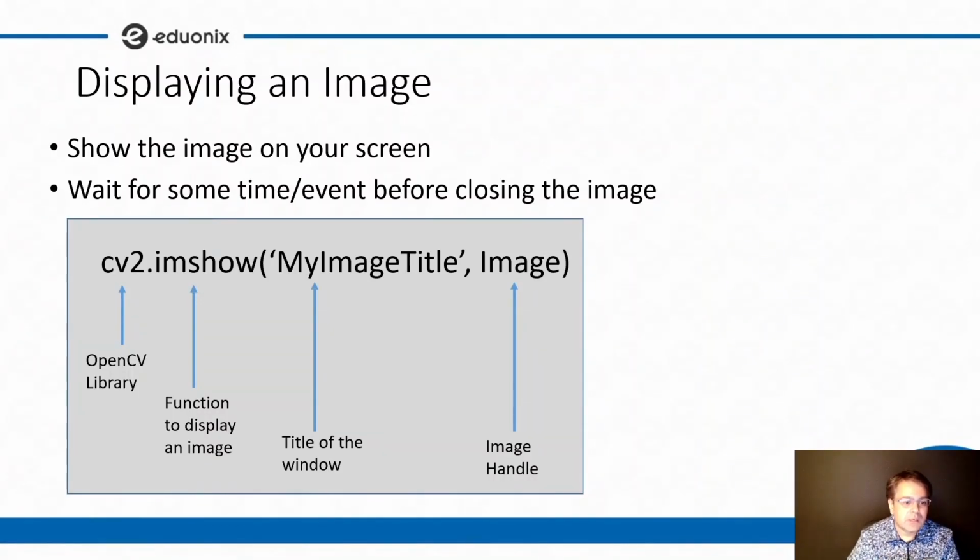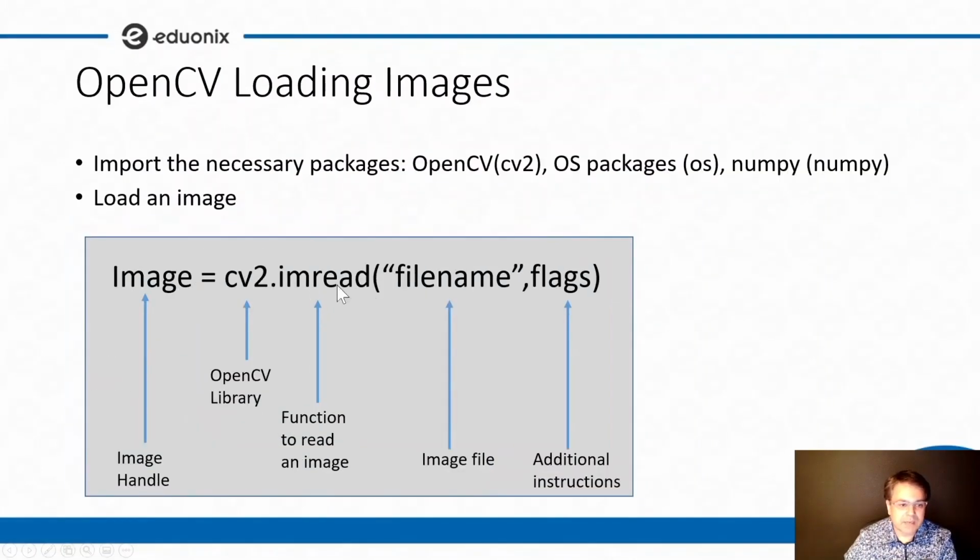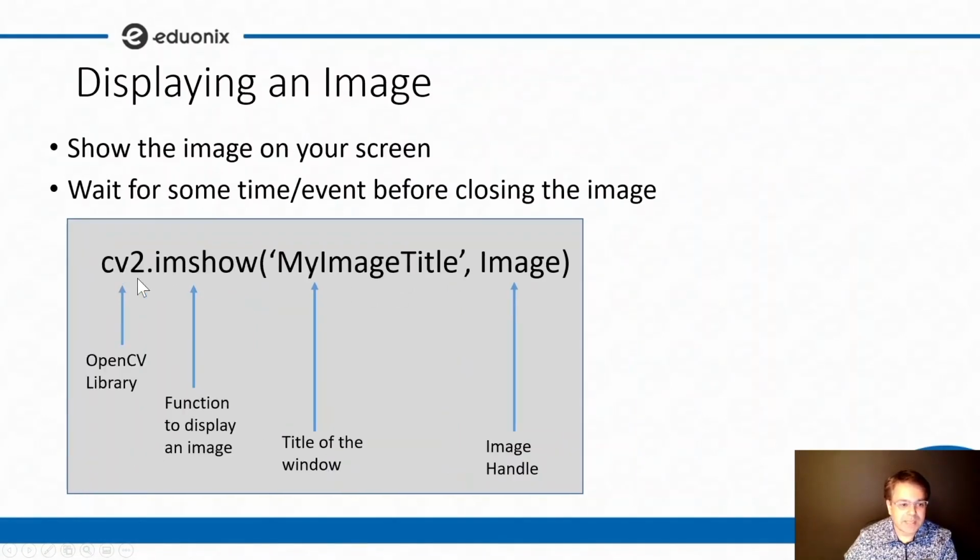So the function you use to do image showing is called imshow. Again, we need some title which goes at the top bar, and I'll show you an example of how the title looks. And then the image handle. In this case, for example, the image handle from the previous file, we got this by reading an image. You could use the exact same image handle and it would display that image back on the screen.